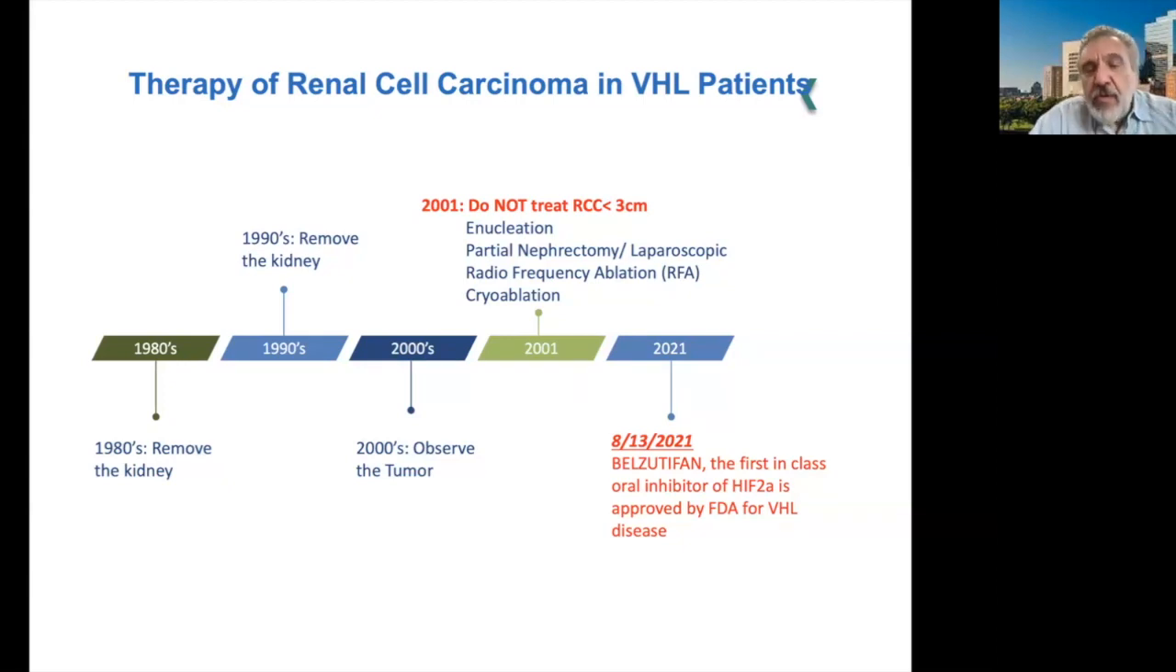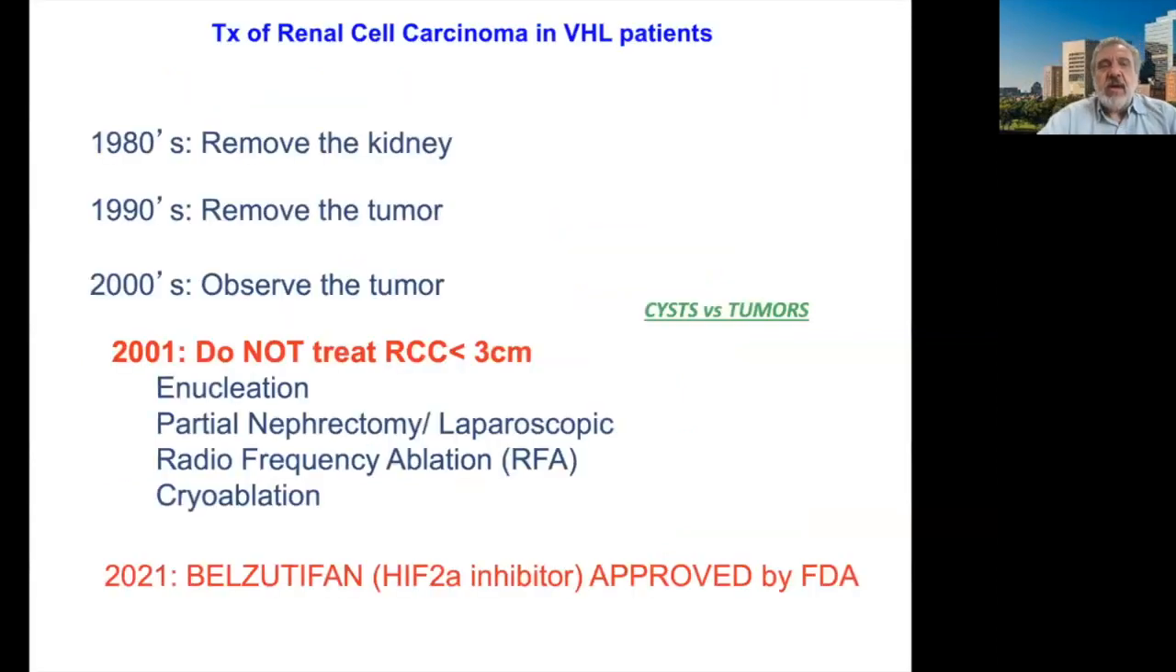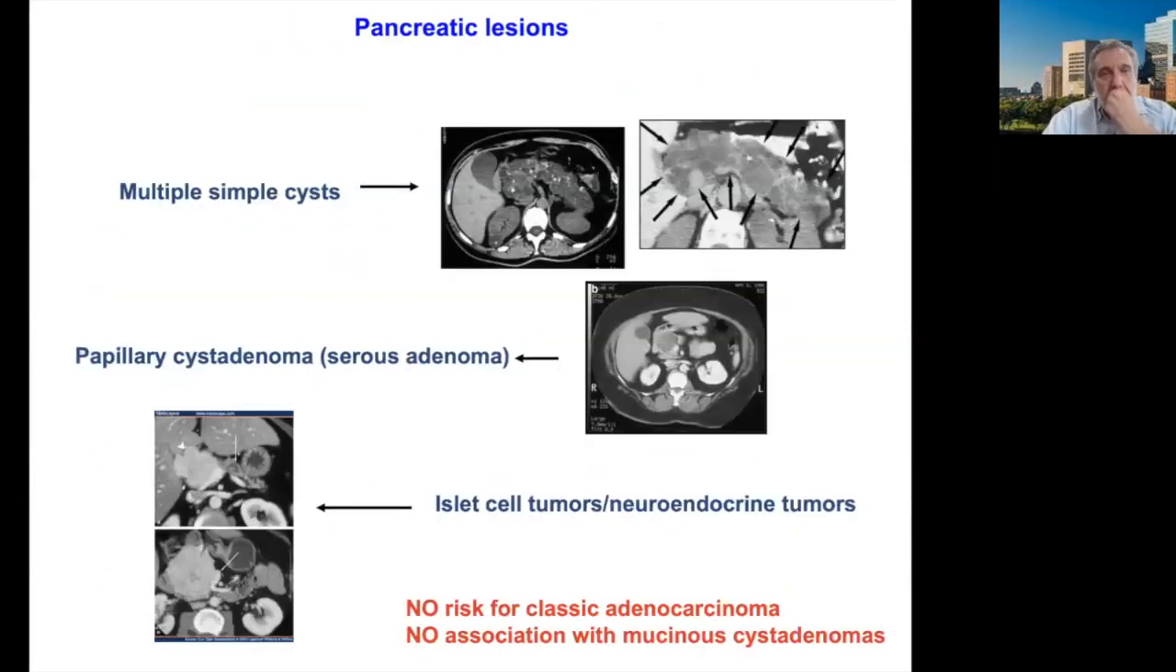And of course, as we're going to talk about, the disease changed dramatically in 2021 because now we have an oral medication, which is an inhibitor of HIF2 alpha, which is approved for VHL disease. And this oral medication changes the algorithm of treatment of the VHL renal cell carcinomas. Let's go and visit the last 2 diseases, the pancreatic neuroendocrine tumors, and I think I have the pheochromocytomas after this. So how is the pancreas of a VHL patient?